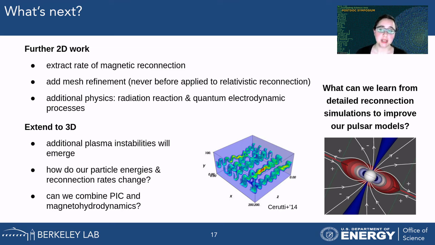And there's also additional physics we'd like to add to more accurately simulate the particle energy distributions. We'd also like to extend to 3D, and that's something that we're currently working on. We have some promising pilot 3D runs. We expect additional plasma instabilities to emerge, like this bending in these flux ropes. And we also expect there to be changes to particle energies and reconnection rates. A very lofty goal is thinking about how we could possibly combine PIC with magnetohydrodynamics methods. And of course, we're continuously thinking about what we can learn from these detailed reconnection simulations to improve our pulsar models.